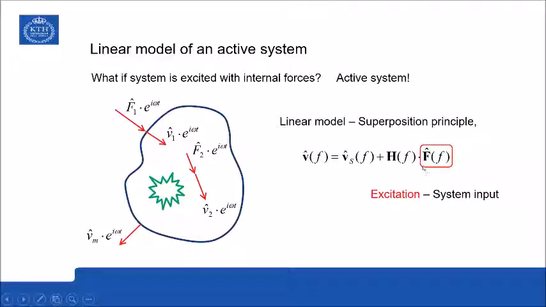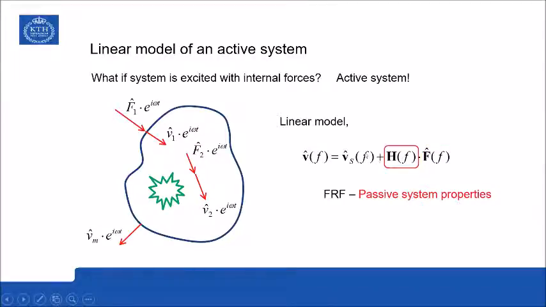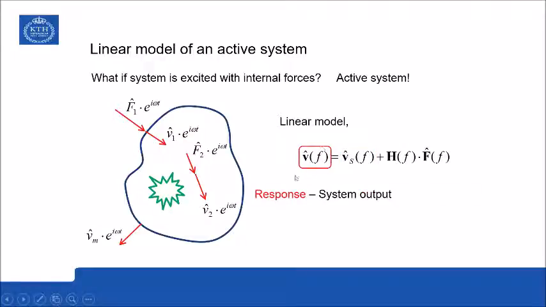To summarize here, we have the system input or external excitation vector. We have the frequency response function matrix with passive system properties. We have the source strength vector, as it's called, with active system properties. So the Vs and H frequency response function matrix are the system properties. And then finally we have the response vector, the system output.